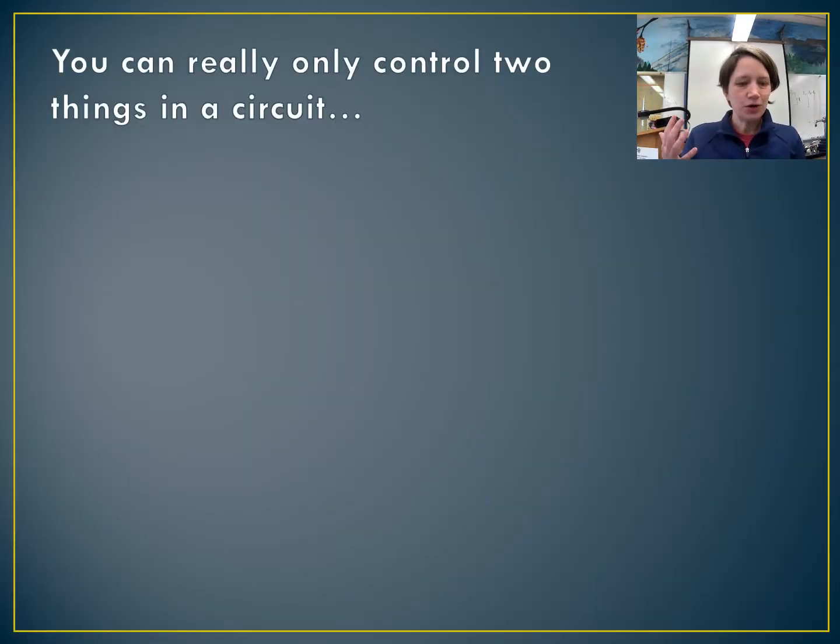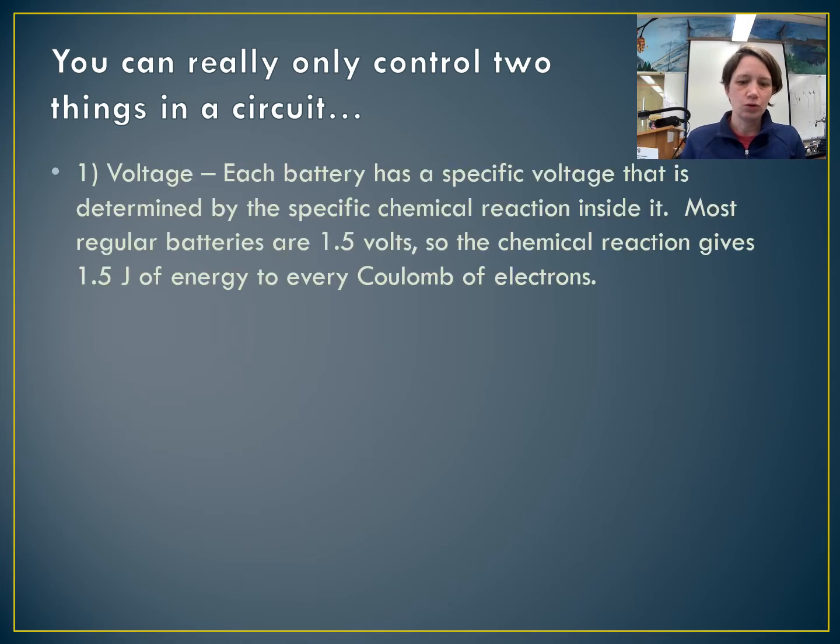So if you're an engineer and you're building a circuit, there's really only two parts of the circuit that you can control, two variables that you can control. So these are the independent variables. The first is the voltage. And the voltage is determined by the batteries that are put in the circuit. When you look at individual batteries, they have a voltage value on it that just depends on the chemicals that are inside of them.